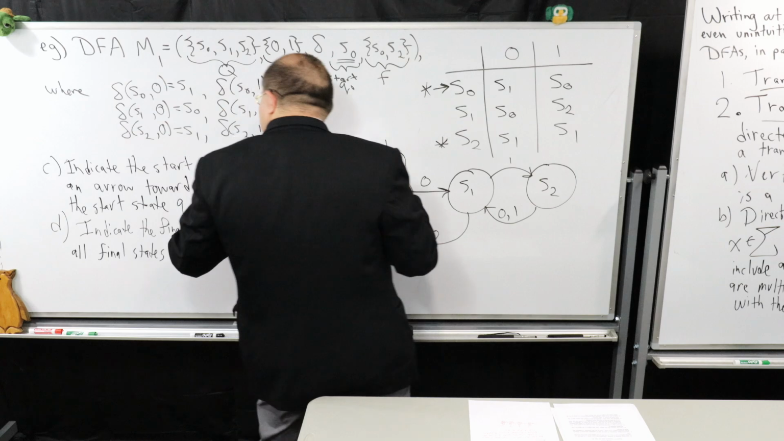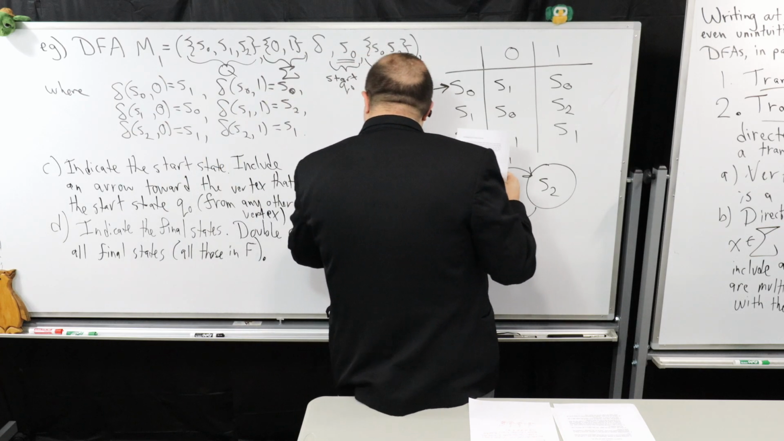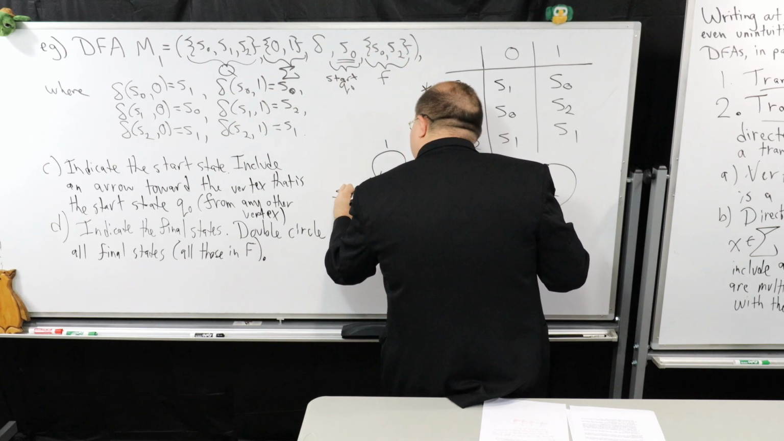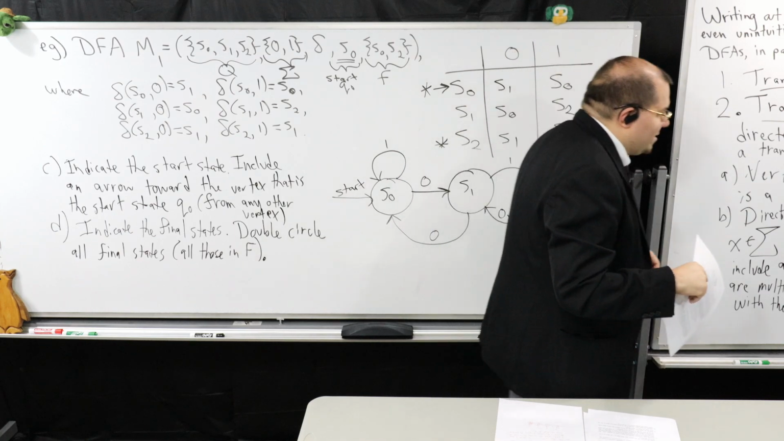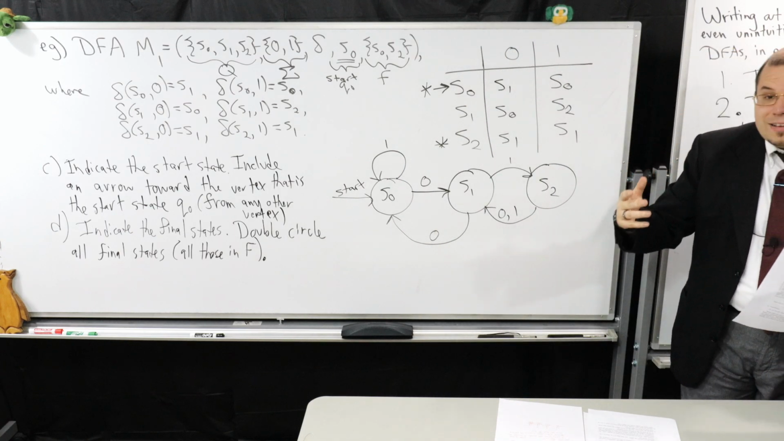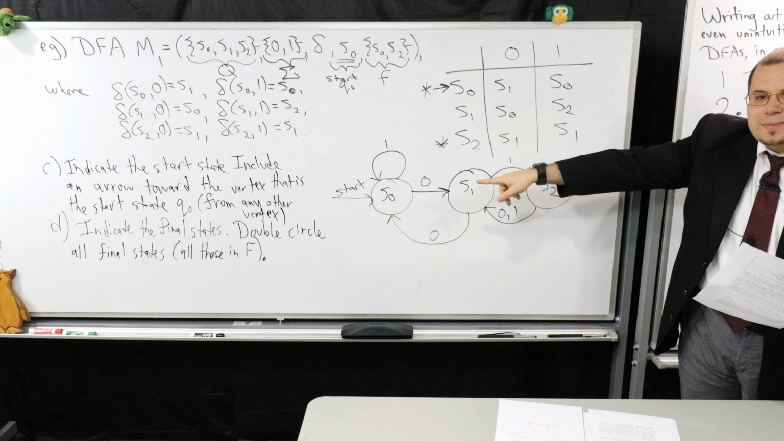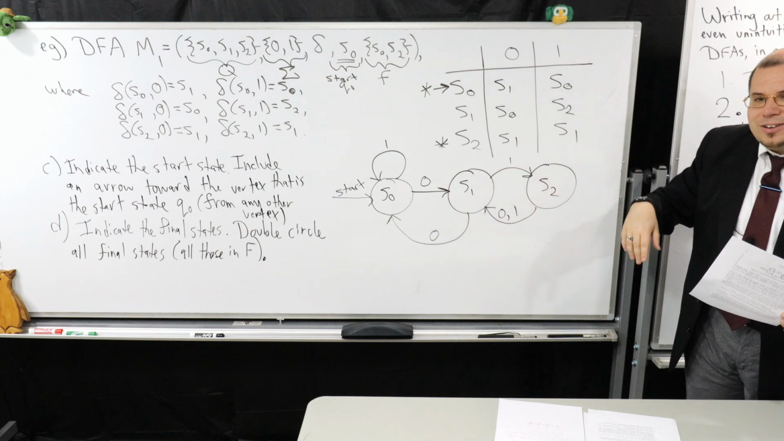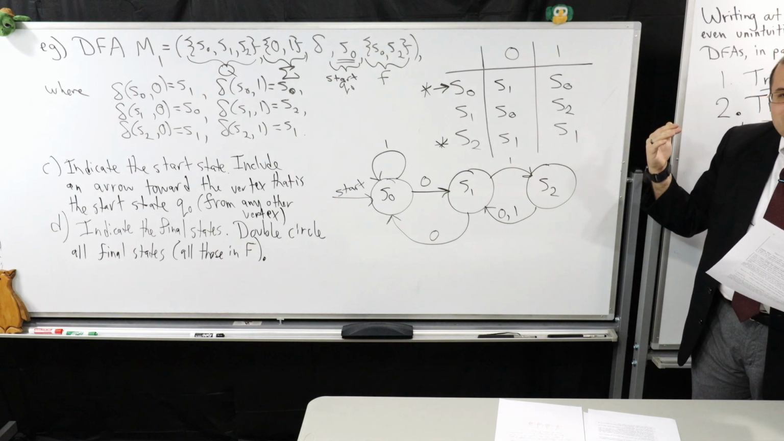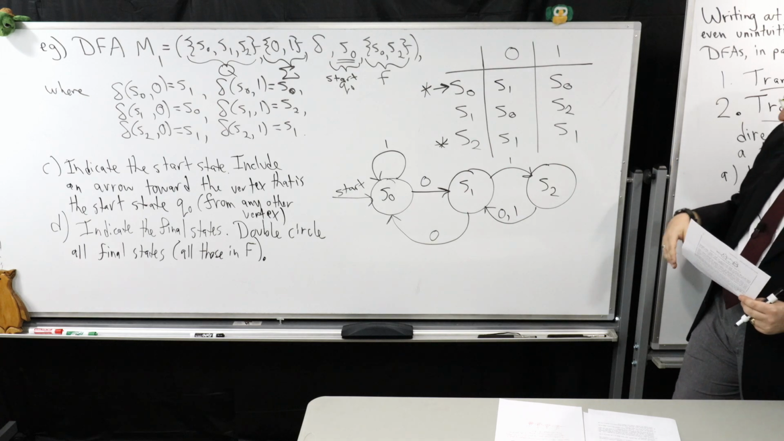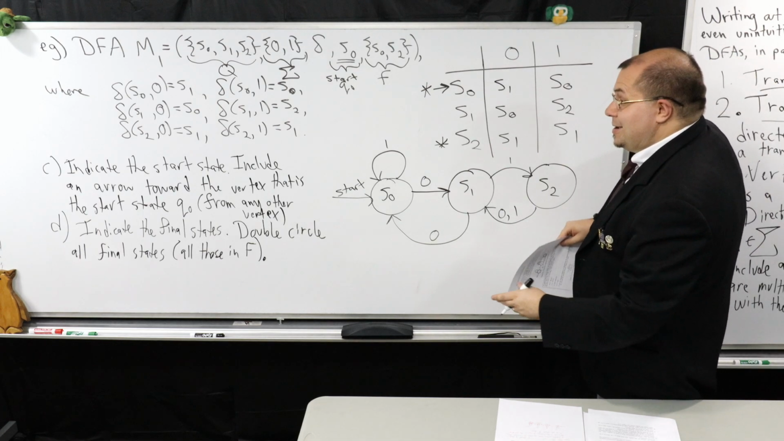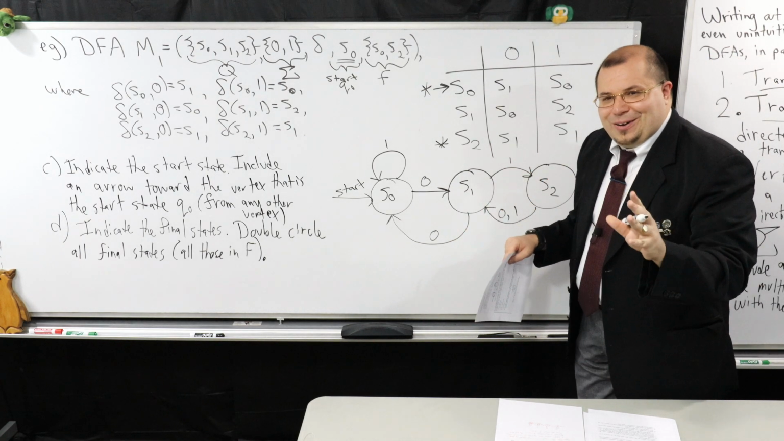Part C, all I have to do is indicate the start state. So I just draw an arrow over here. I'm going to write start. I find I tend to do that because it's a little easier to read. But it doesn't hurt if you just left an arrow like that. If you drew an arrow without saying start, some people do it that way too, but I won't worry too much about that.